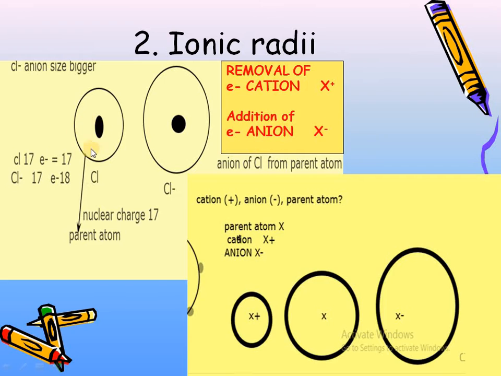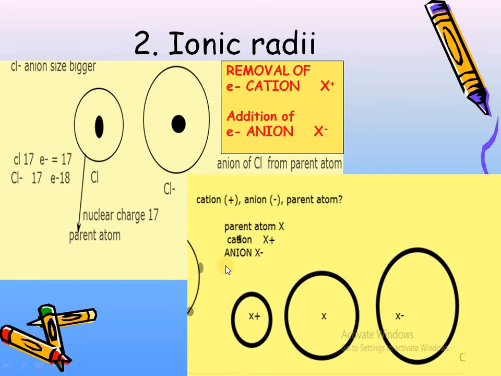Here is the representation of a chlorine atom, chlorine having atomic number 17, number of electrons 17. When one electron is added to it, the nuclear charge remains 17 but electrons become 18. So with that the size of the atom increases, and we can say that the power of the nucleus does not remain the same as here. So this atom becomes a little bigger in size.